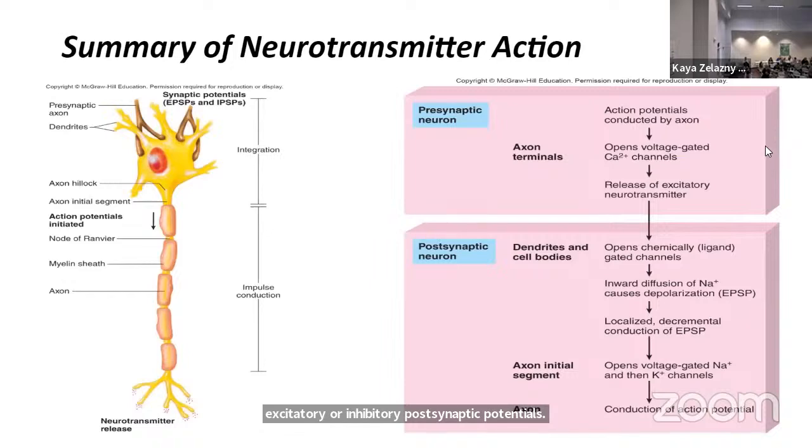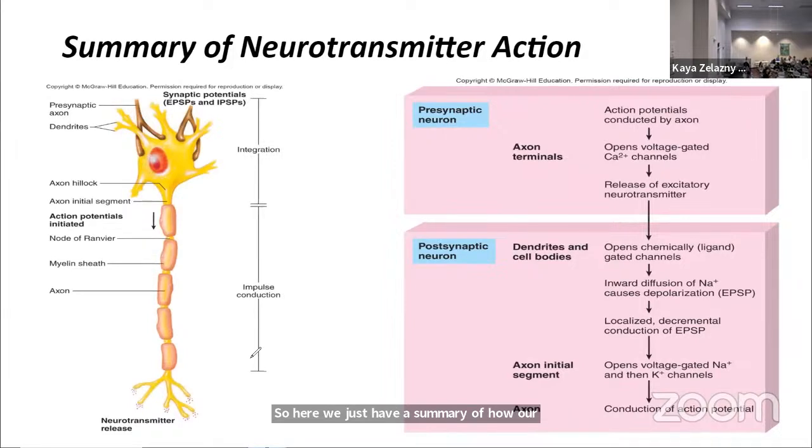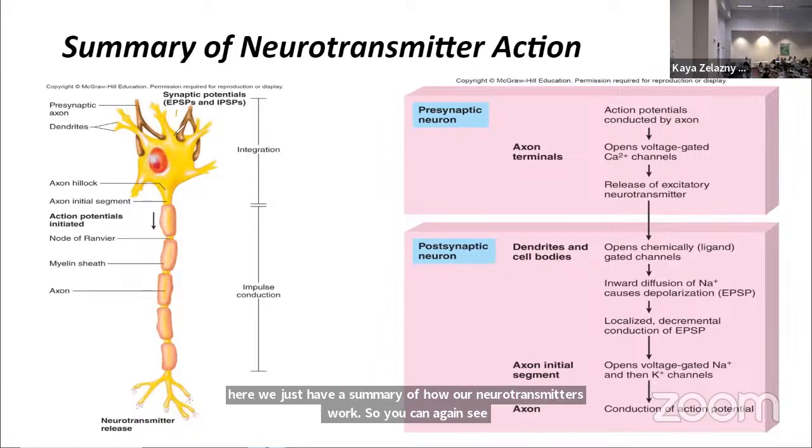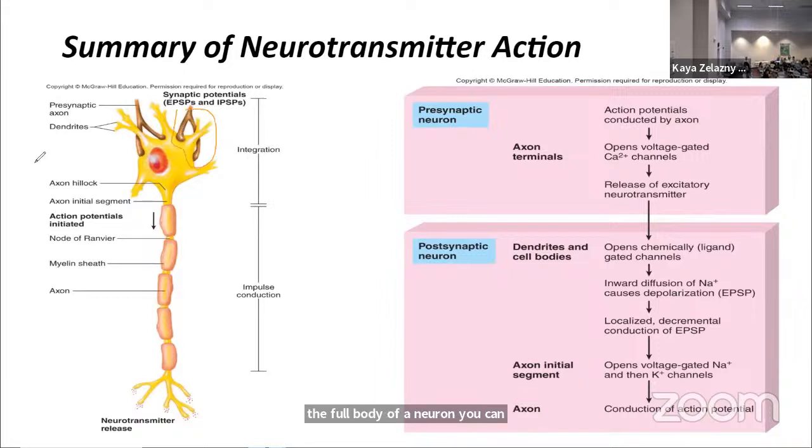Okay. Cool. So here we just have a summary of how our neurotransmitters work. So you can again see the full body of a neuron. You can see connections coming into it, all the labeled parts. And here we have that total flow of what's happening from the presynaptic neuron to the postsynaptic neuron as we're doing our signaling.